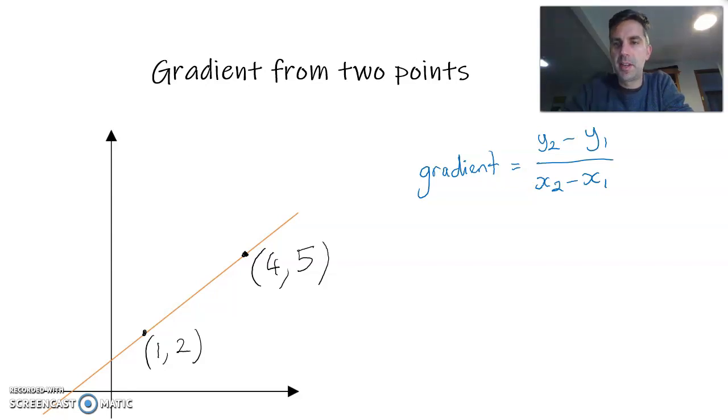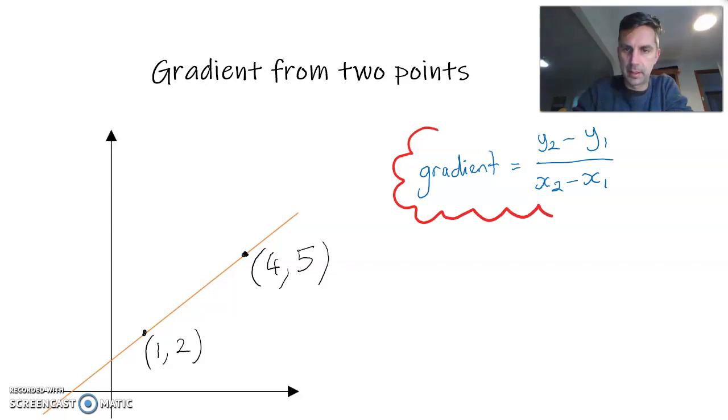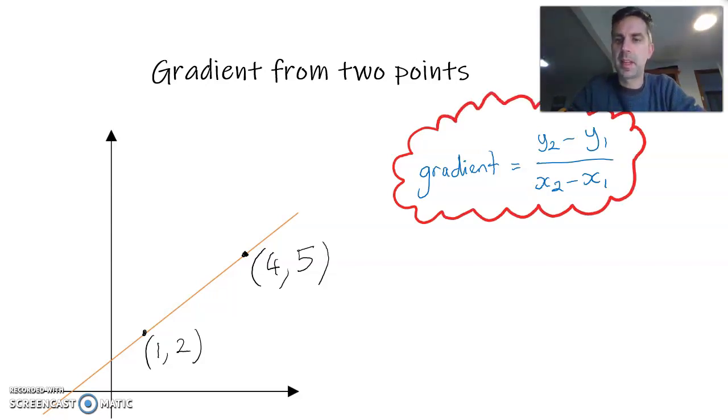Hi guys, in this video we're going to look at how you can find the gradient of a straight line graph when you know two of the points on the line. So when you know the coordinates, you can use this formula that you can see over here. This one says that the gradient is y2 take y1 all divided by x2 take x1. So for this formula to work, we have to figure out what y1, y2, x2, and x1 actually are.